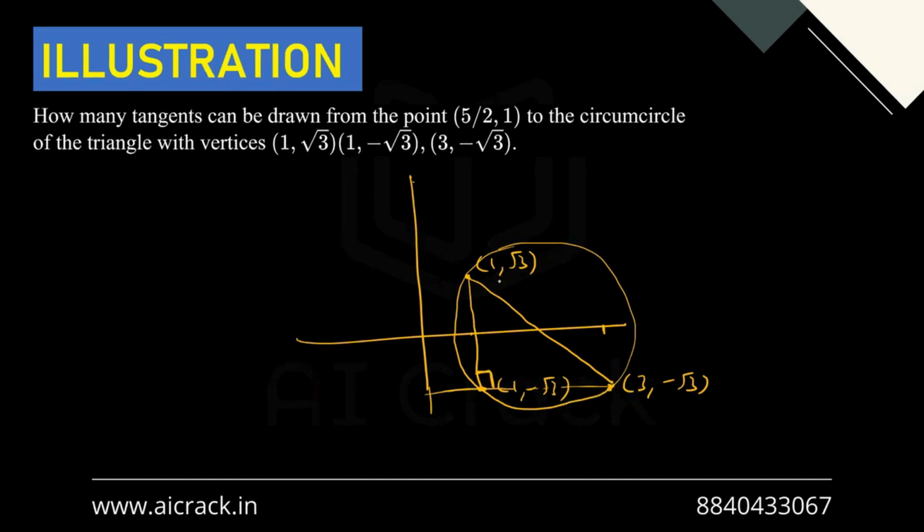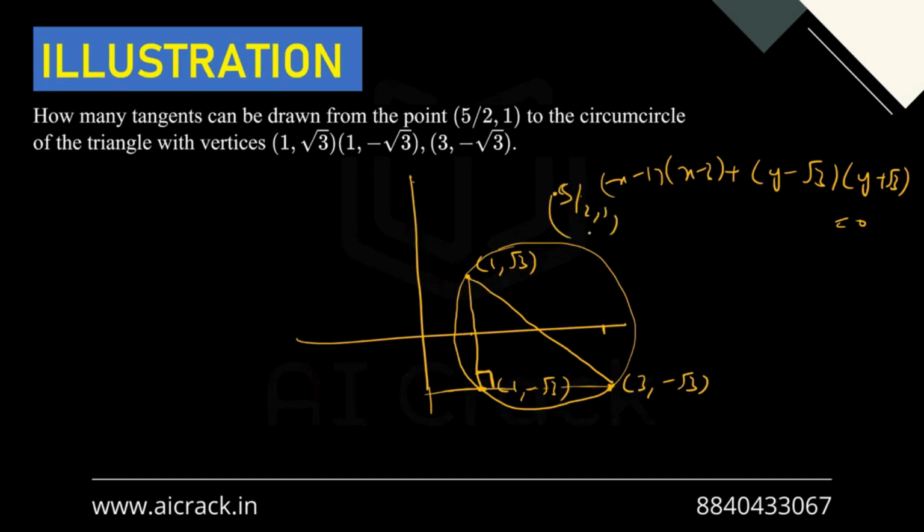Now, when we know the points of the diameter, we can write the equation of the circle in the diameter form. So that would be x minus 1, x minus 3 plus y minus root 3, y plus root 3 equals to 0. This is the equation of our circle. And now we have to see how many tangents can be drawn from the point 5 by 2 comma 1 to the circumcircle. Now we have an external point somewhere over here. Let's say this is 5 by 2 comma 1.